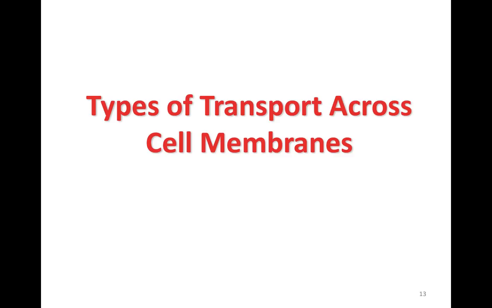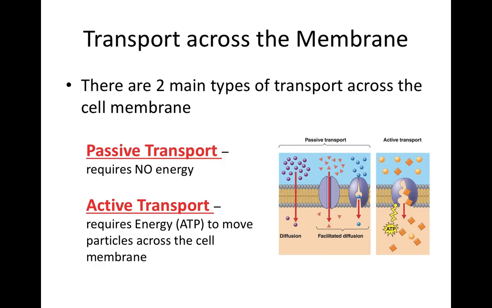So different types of transport across the cell membrane. There are two main types of transport across that. We have passive, which requires absolutely no energy, and there are two main types. We've got diffusion and facilitated diffusion. Facilitated diffusion is just diffusion with a little bit of help, and so no energy is required by the cell. And then we have active transport, which requires ATP to move particles across that cell membrane.